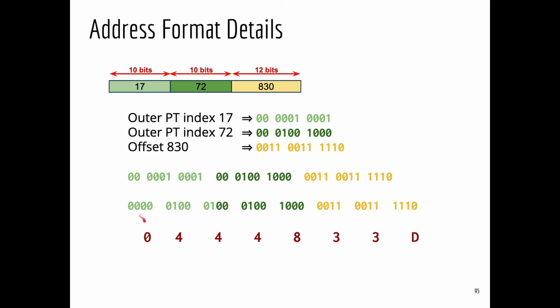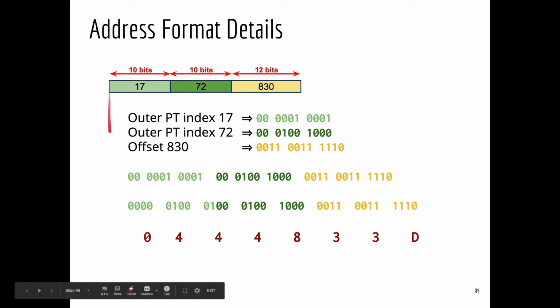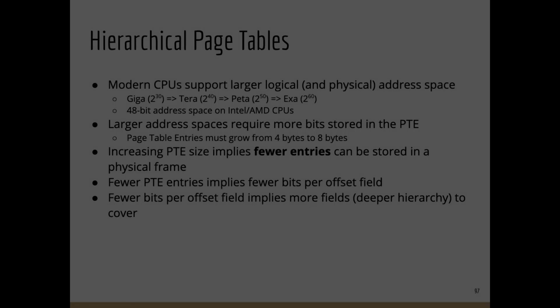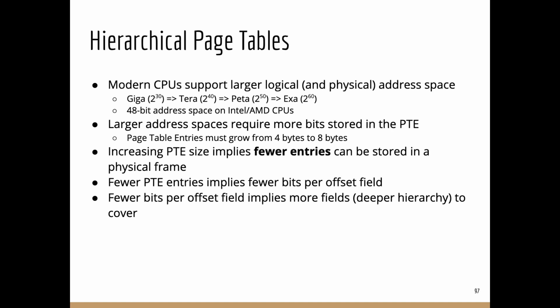So the first group of 4 is a 0 in hex. The next group of 4 is a 4 in hex, and so on and so forth. Now in hex, that logical address is actually 0444833D.